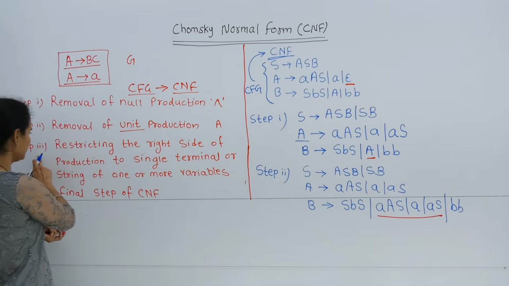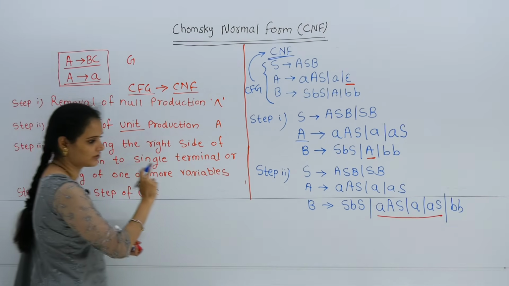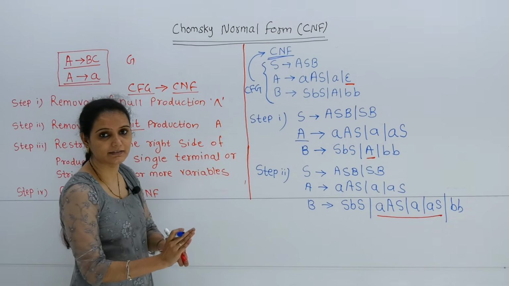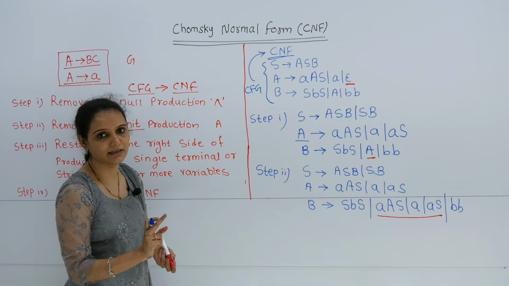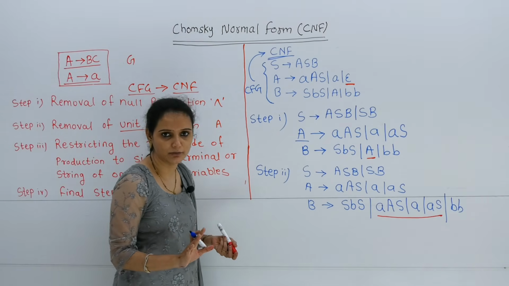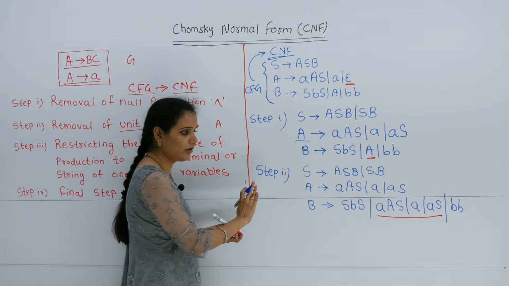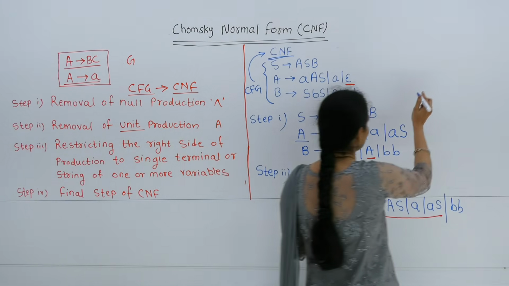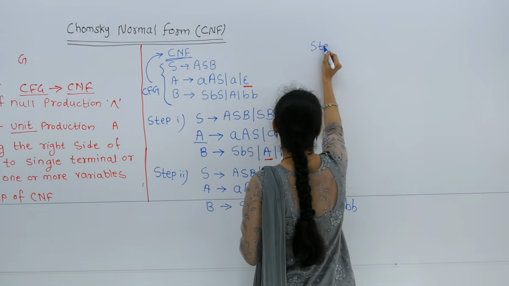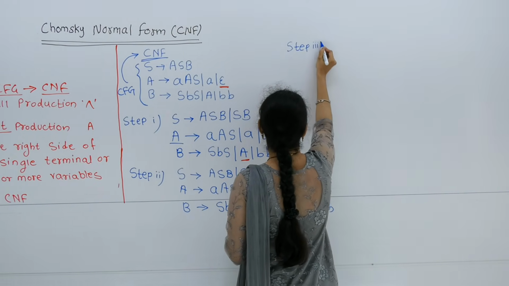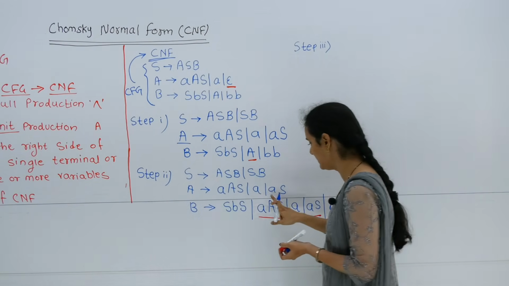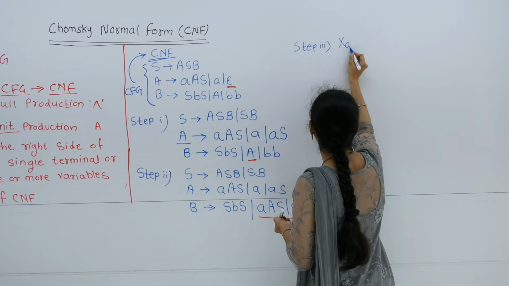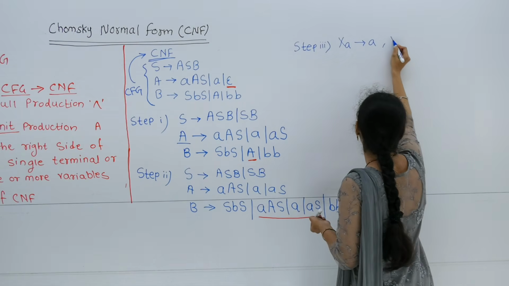Then what is our step number 3? Restricting the right side of the production. Restrict that right side to a single terminal, meaning only a single small letter should be present, or a string of 2 or more variables. So in this step number 3, single A and single B are present, so we are going to replace those by XA and XB.